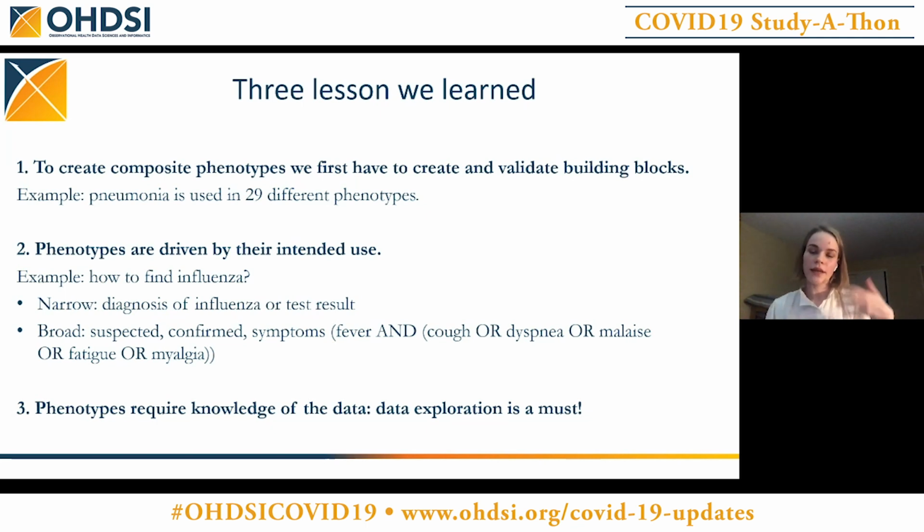You can think about that in the following way. How do we find people with a certain condition, for example, influenza? We can use a very narrow, specific algorithm using clinical features, like a diagnostic code of influenza or a test result, or we can use a broad definition, which will also allow us to capture other people that were coded, for example, with symptoms, because we know that many patients with influenza do not get this diagnosis and do not get tested.